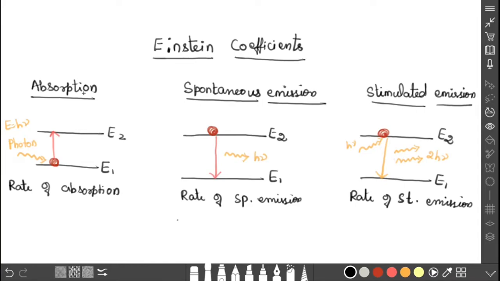As we discussed already, in the interaction of radiation with matter, three phenomena take place. The first is absorption, the second is spontaneous emission, and the third is stimulated emission. For a better understanding of Einstein's coefficients, please watch the video on interaction of radiation with matter. Once again, I will explain the process by means of a diagram, one by one. The first one is absorption. The atoms in the ground state absorb energy and go to the excited state.